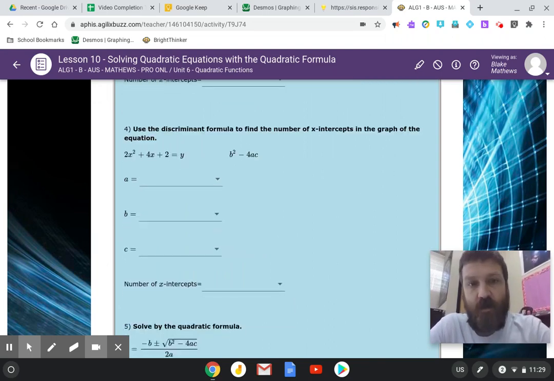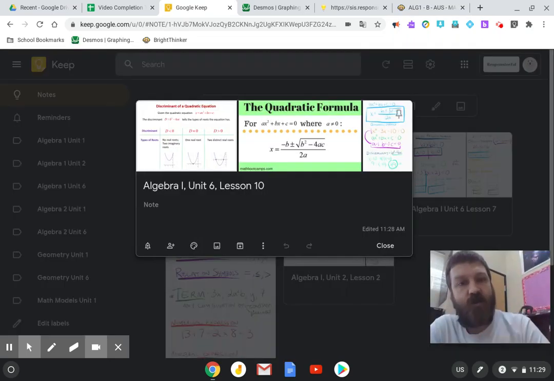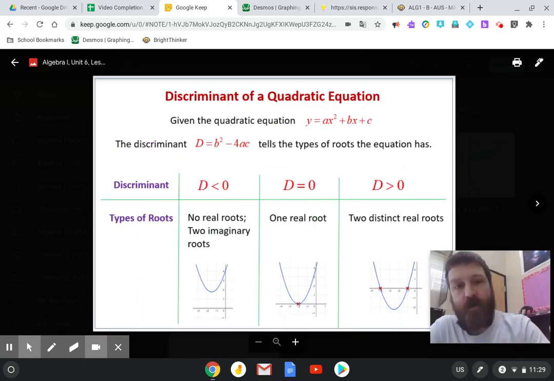Same thing here, use the discriminant. So again, you use the formula b squared minus 4ac to get this number. Once you get the number, refer to the chart, and the chart will tell you whether there are no roots, 1 root, or 2 roots.